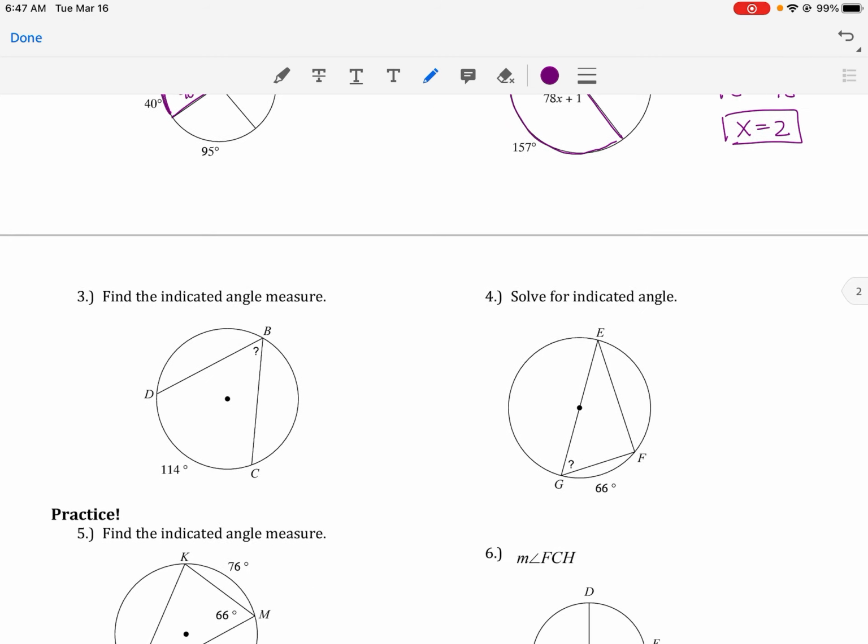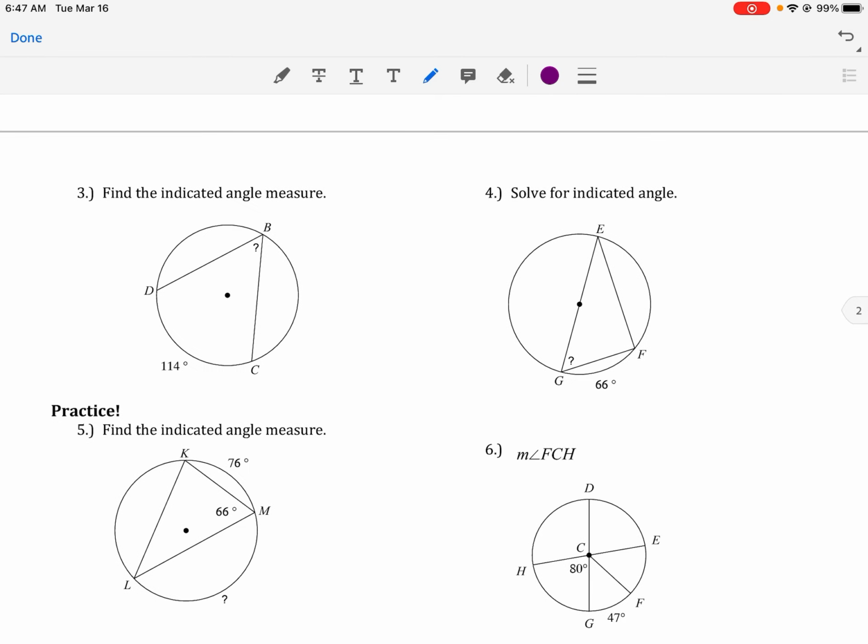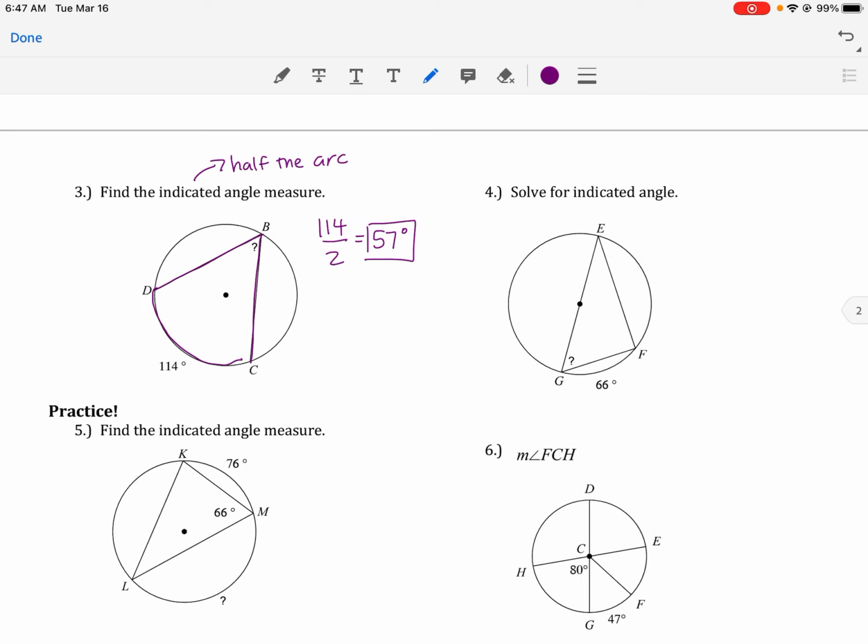Okay, next one. This next one is an inscribed angle. Notice how it touches the edge of the circle. So remember the inscribed angle, maybe I'll just put it over here, is half the arc. So notice here the arc is 114 degrees, so to find that question mark, we'll do 114 degrees divided by 2. As you do that, you end up with 57 degrees is that indicated angle. This is 57.